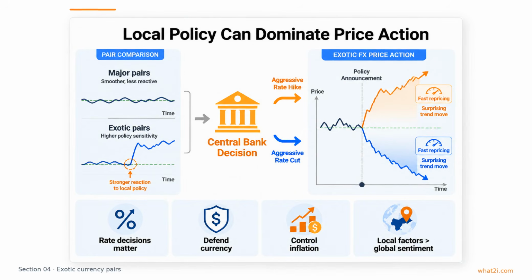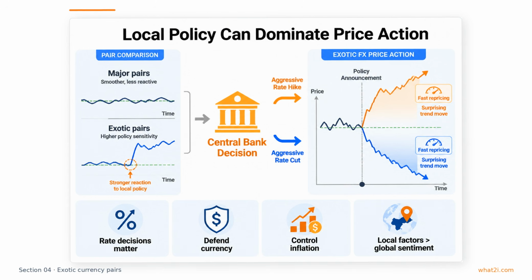Local central bank policy can dominate price action in exotic pairs much more than many traders expect. Interest rate decisions may be aggressive, and the market reaction can be fast and one-directional. In some economies, policy is focused heavily on inflation control, currency defense, or stabilizing financial conditions. That means local factors can easily outweigh broader global sentiment.